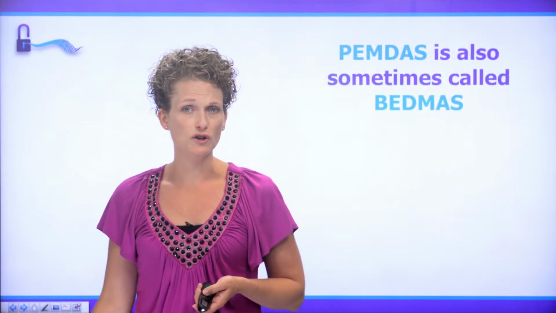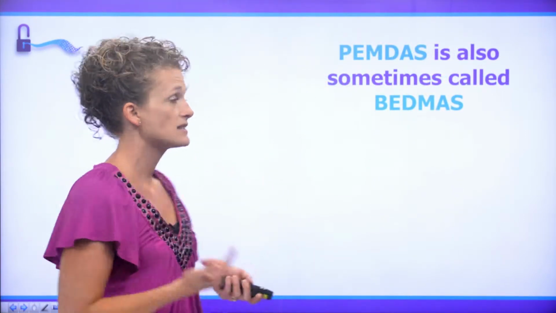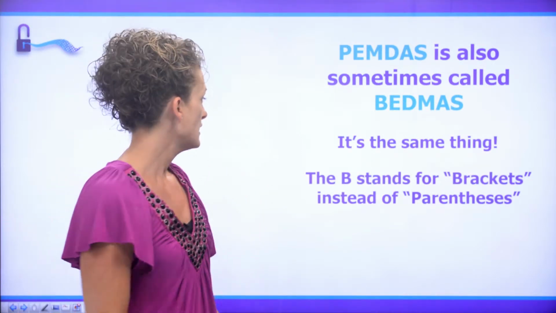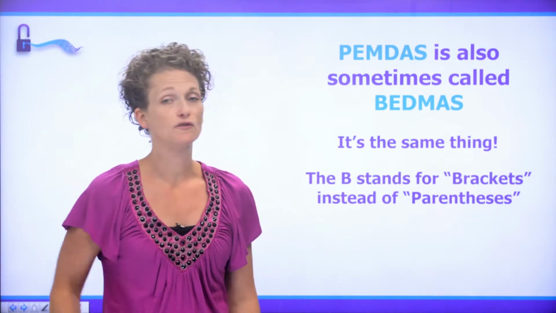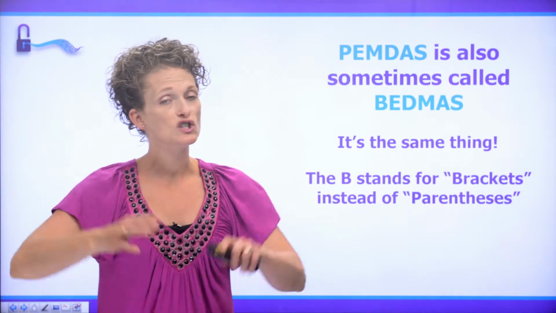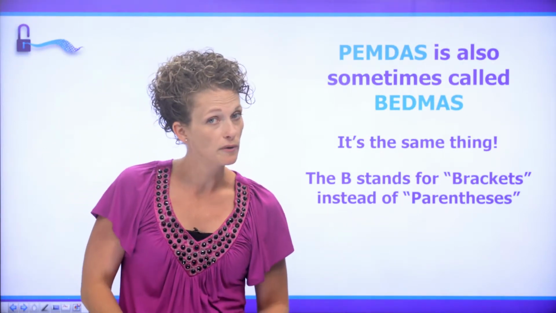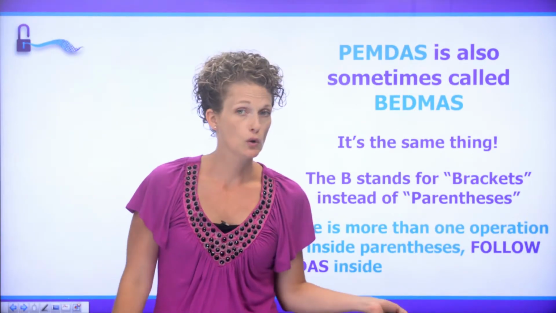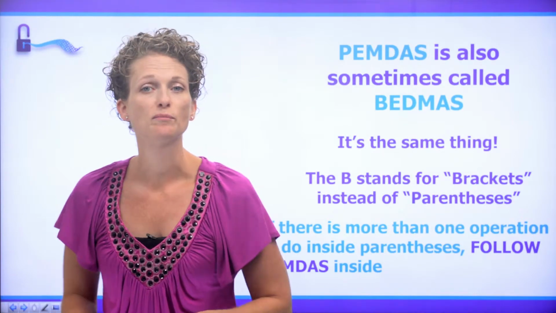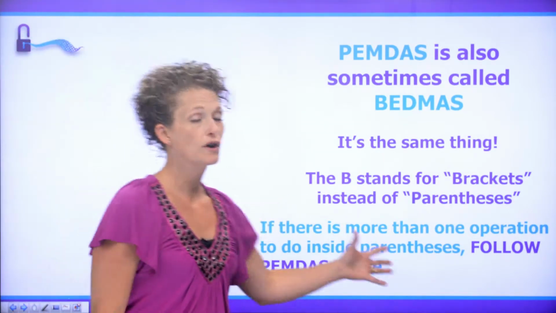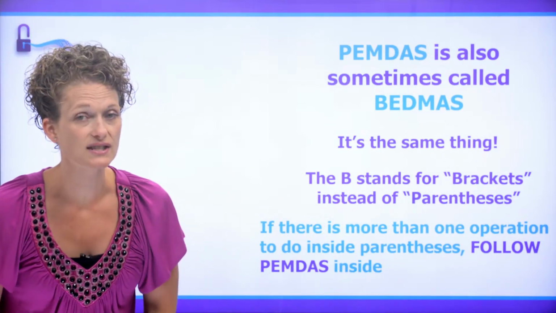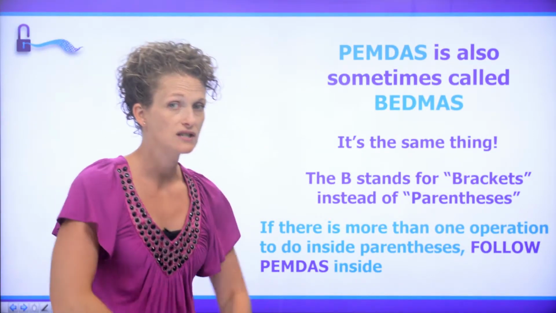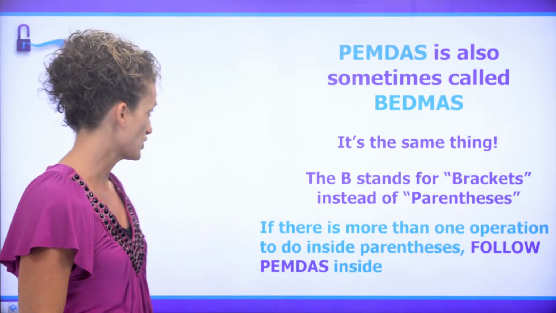Now, depending on where you're from, PEMDAS is also sometimes called BEDMAS, but these mean the same thing. The B in BEDMAS stands for brackets instead of parentheses. You still follow the same order of operations, it's just a different way of saying it. So the one thing that's important that you have to remember is if you have parentheses, and there is more than one operation inside the parentheses, then you need to follow order of operations inside parentheses before you move on to the rest of the question.